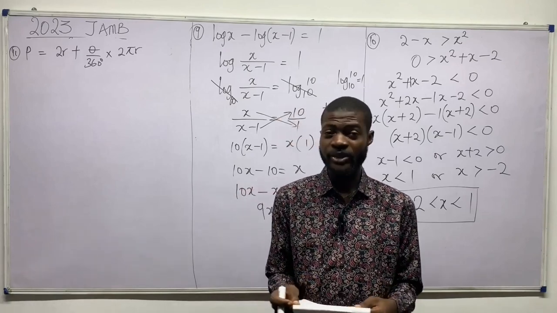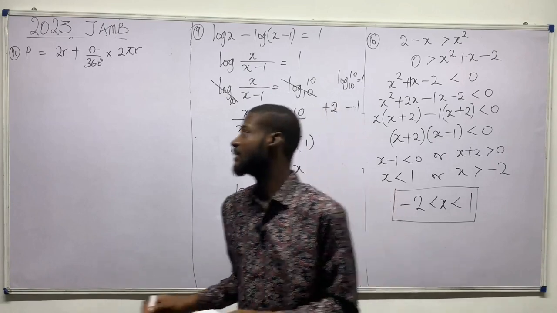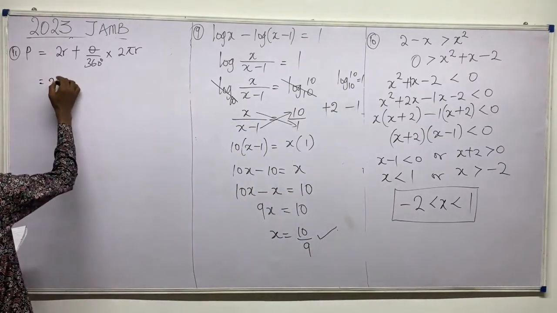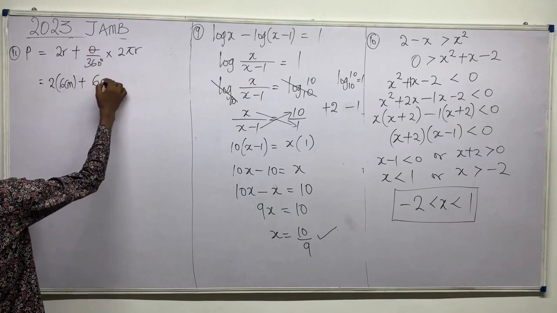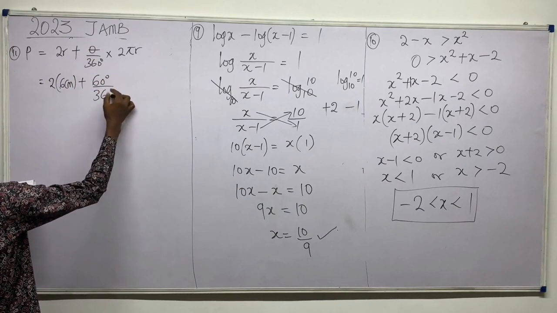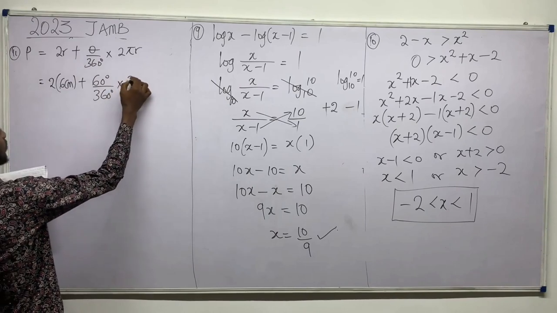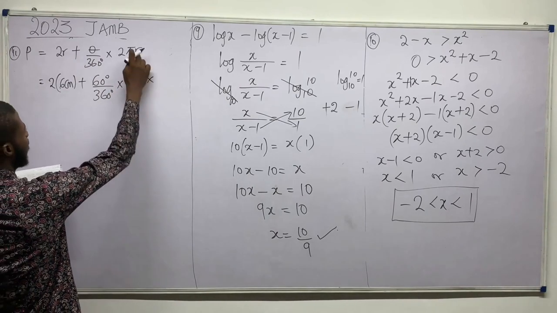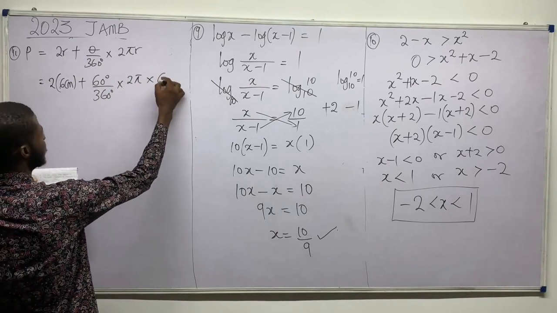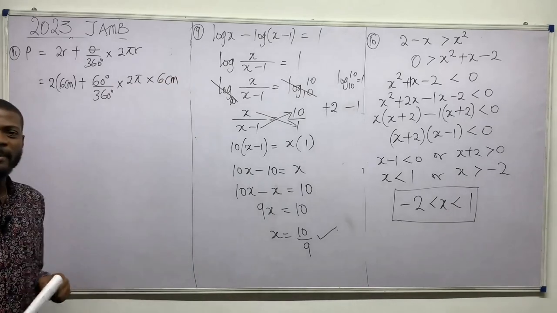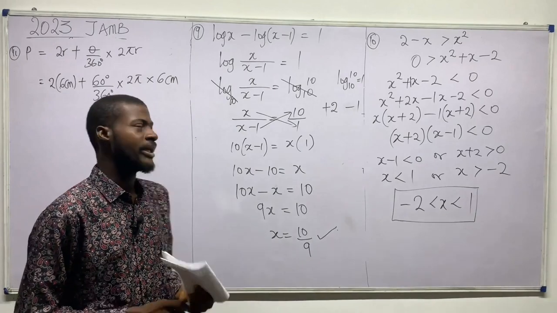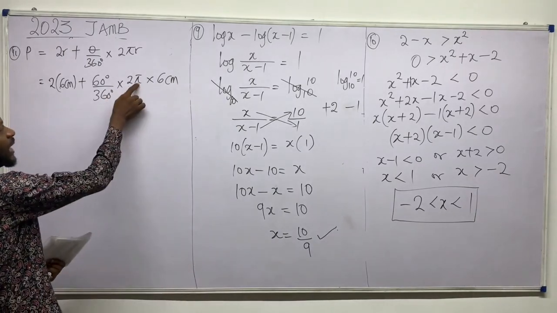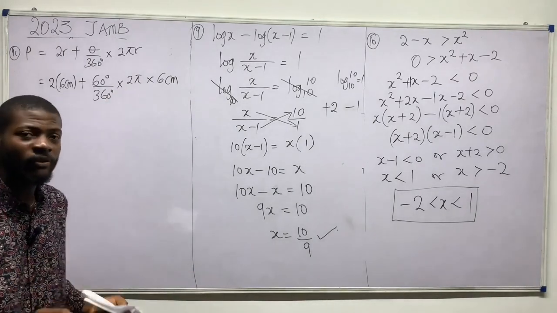So we're told that the radius is 6, the angle is 60. This will become 2 bracket 6 cm plus the angle is 60, so this is 60 degrees divided by 360 degrees times 2 pi times our r is what? 6 cm. Now, if you remember, they said in terms of pi. In terms of pi means your answer is going to be having a pi, meaning don't remove pi.